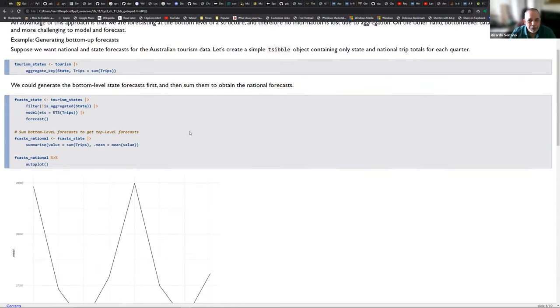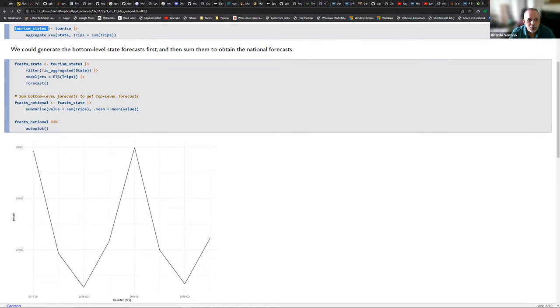So let's do an example of the bottom-up approach. So we have that tourism data set, and we're going to be aggregating by the states. Okay, so our level now is going to be the states. And we already saw more or less how the pattern looks for each of the time series. So we're going to use that time series, states, and then we're going to model using the ETS for the value that we're interested to forecast, which is the trips, the value.